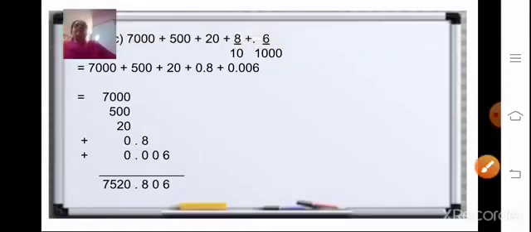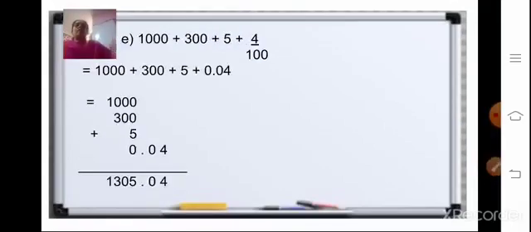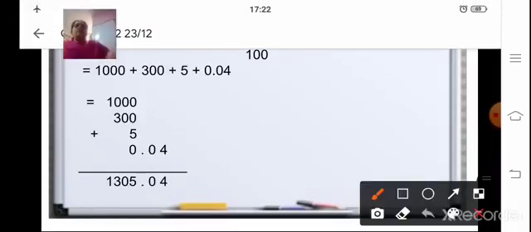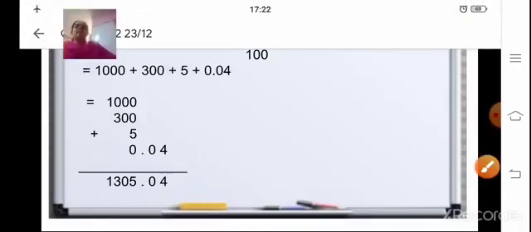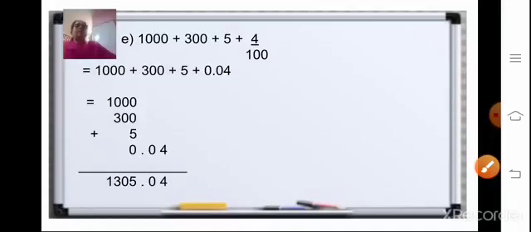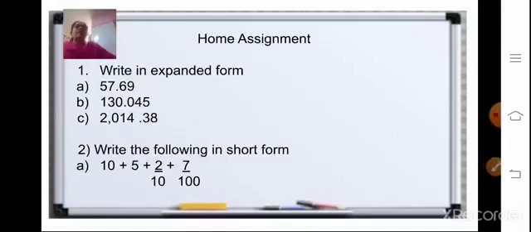The last sum, E1, 1000 plus 300 plus 5 plus 4 upon 100. Now here I have shown you only one method. You can use both the methods. So 1000 plus 300 plus 5, 4 upon 100 is written as 0.04. And when adding all the numbers, you will get the answer as 1305.04.